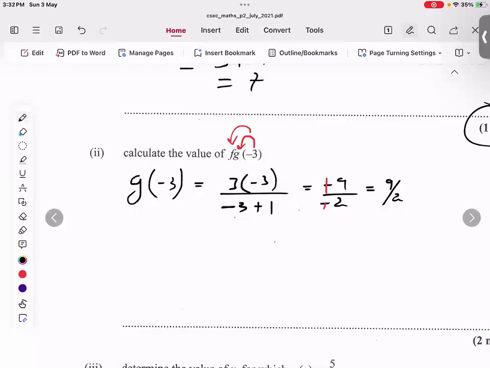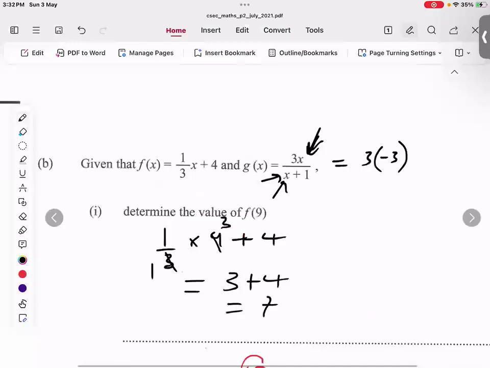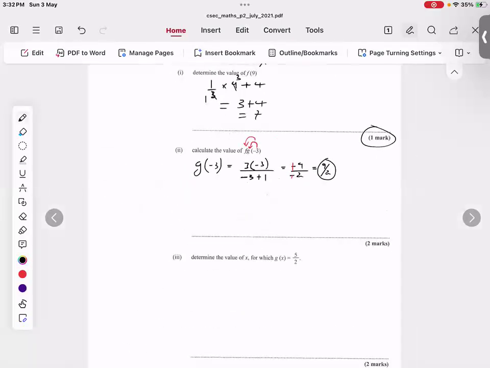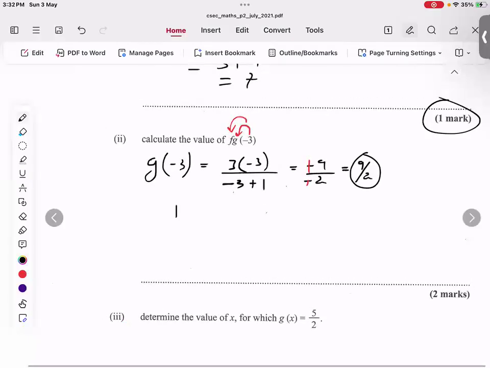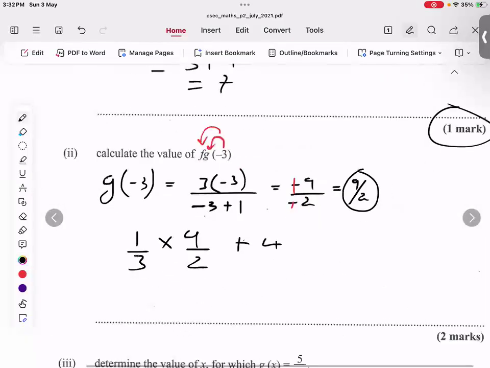All right, and as Cohen suggested, after we get the 9 over 2, we're going to plug it into f. So put back the 9 over 2 right here. So we're going to have 1 over 3 times 9 over 2 plus 4. How do we proceed from here? Cancel the 3 and the 9. Easy squeeze, my boss. And what do we end up with after we cancel out now?